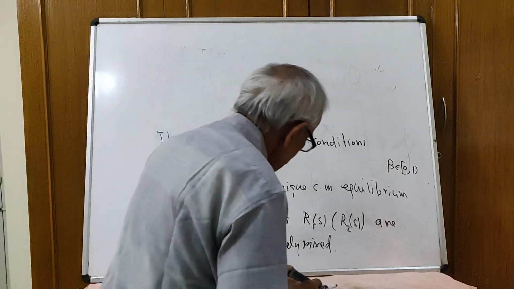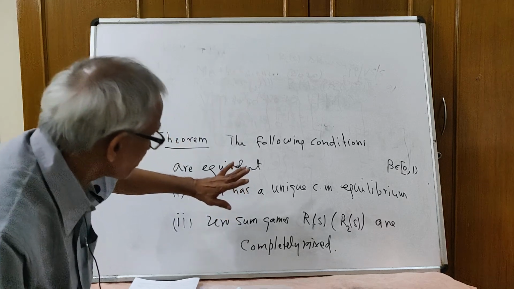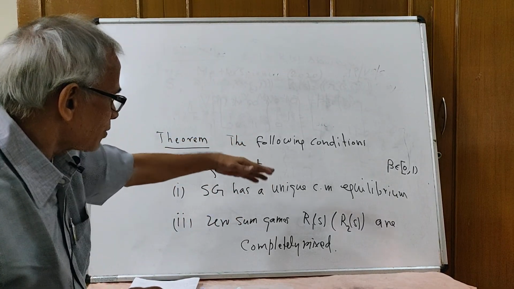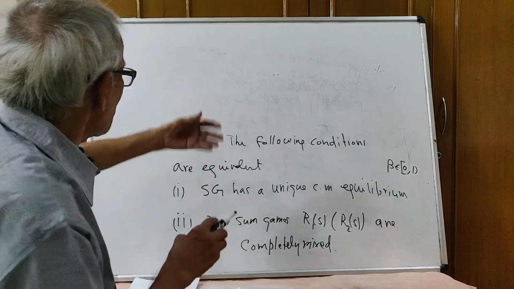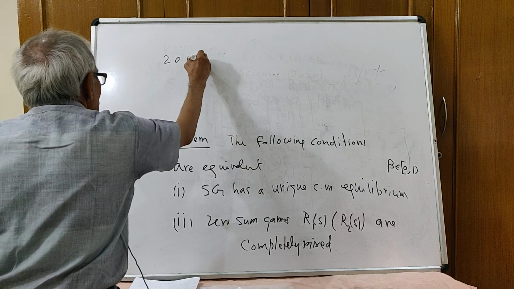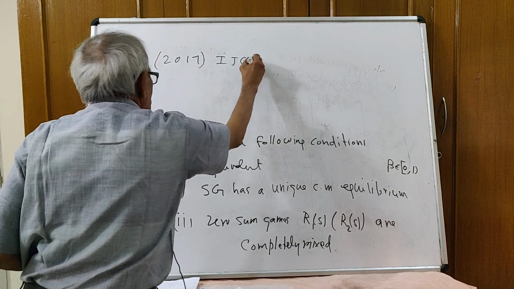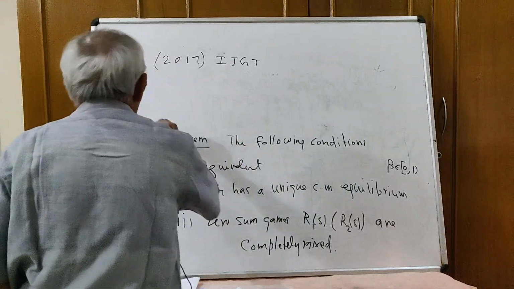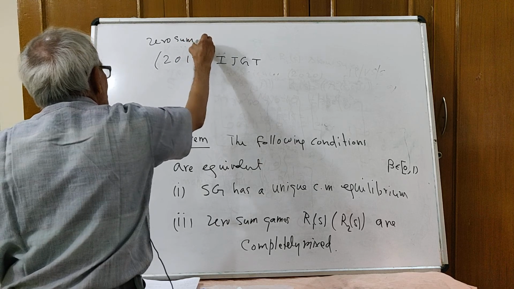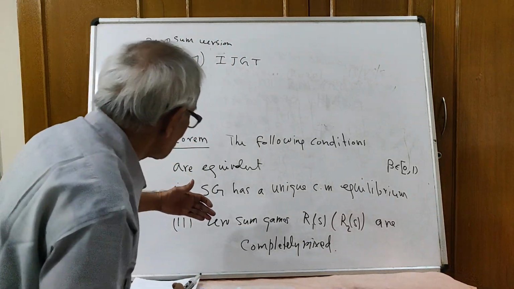These are the two facts which are needed to prove this result. That is, if the stochastic game has a unique completely mixed equilibrium, then the matrix game will be completely mixed in the sense of Kaplansky. Remember, that's what I say. Zero sum game, remember. Completely mixed in the sense of Kaplansky. So these are the two things which are needed. One is this, very easy to prove. I won't go into the detail, but that's the idea.